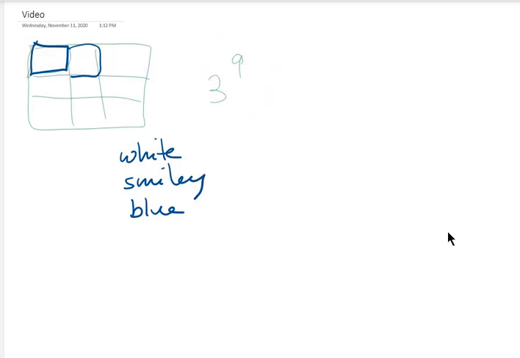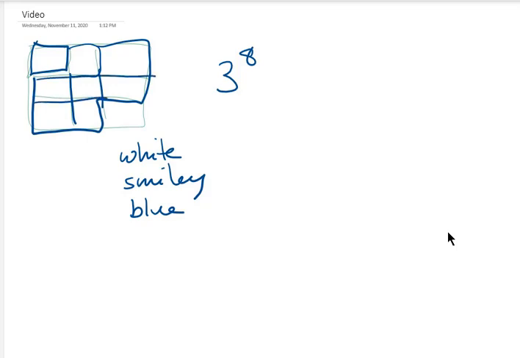Some people said actually, no, it's not 3 to the 9th, it's 3 to the 8th for all of these squares, because they each have 3 options, but the goal only has 2 options because you can't have it blue. Once the smiley gets there, it wins, so it could only be white or smiley. So they say it would be 3 to the 8th times 2, right?